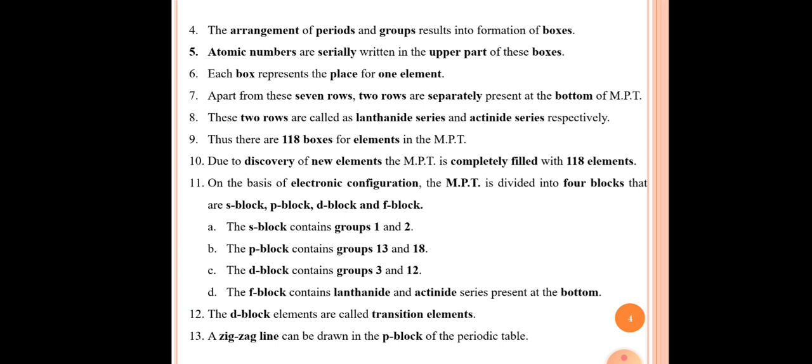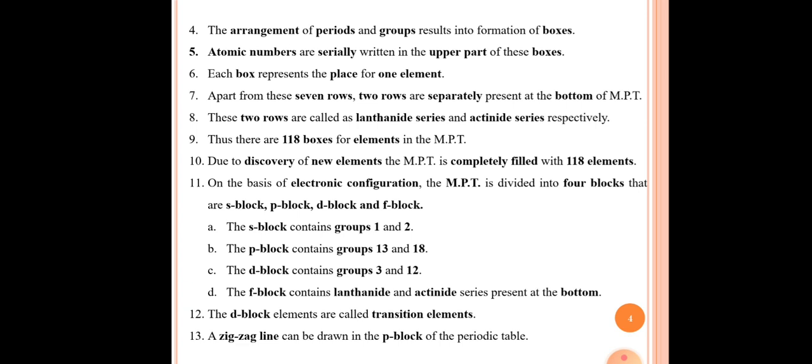The ninth point here is, thus there are 118 boxes for the elements in the modern periodic table. So by the arrangement of periods and groups, a total of 118 boxes are formed in the modern periodic table.